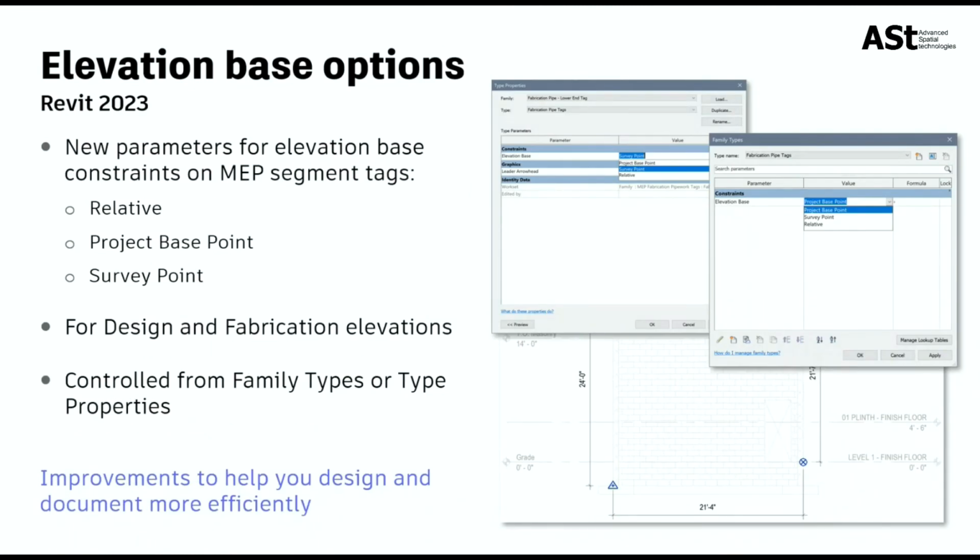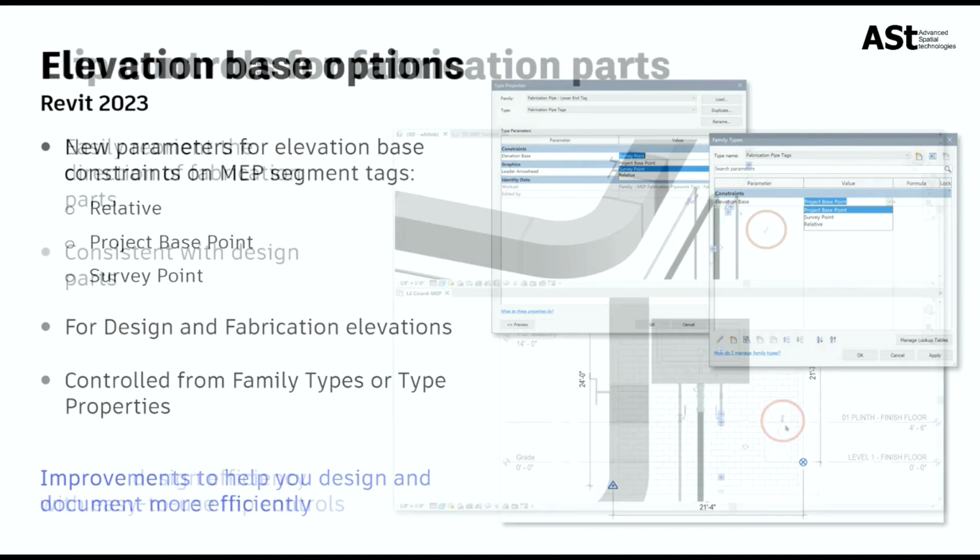Another popular topic on Revit Ideas, 2023 introduces the new elevation-based options for MEP segment tags. So the MEP segment tags offer new parameters for elevation-based constraints in the properties palette. Constraints can be set to relative to the component or driven by the project's base point or survey point. MEP segment tags for design and fabrication will adjust automatically based on your selection.